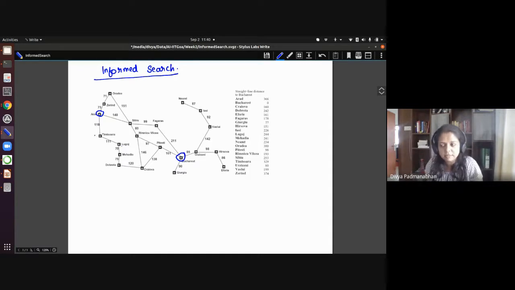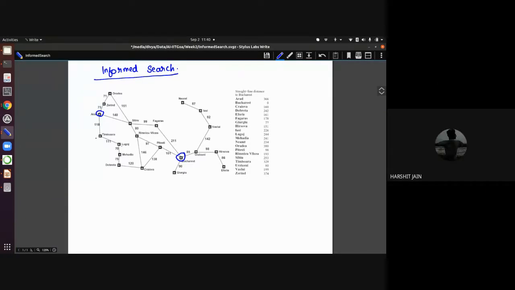Is my cursor visible when I just move my pen this way? Now do you see a point or a dot or something? Yes, ma'am. Yes, ma'am. You do.